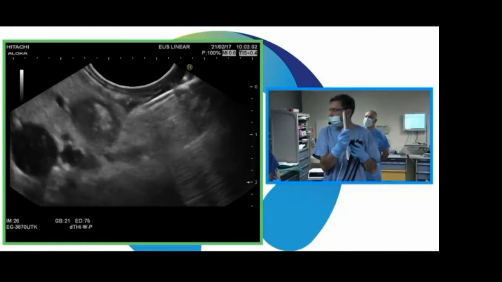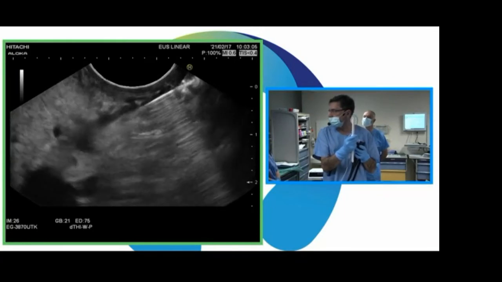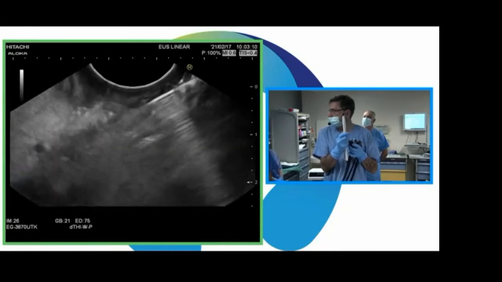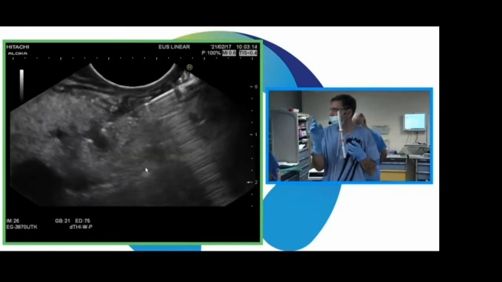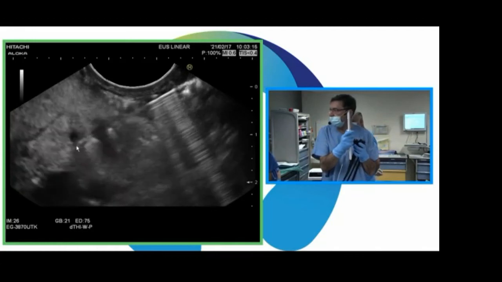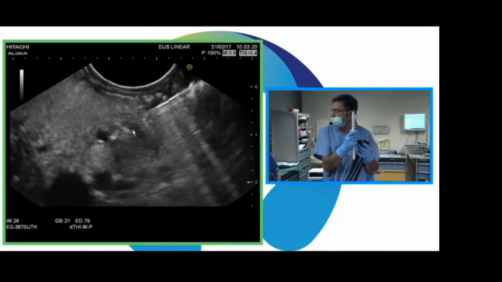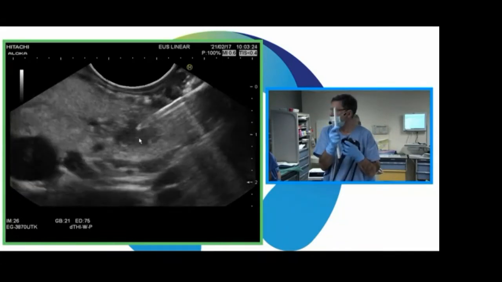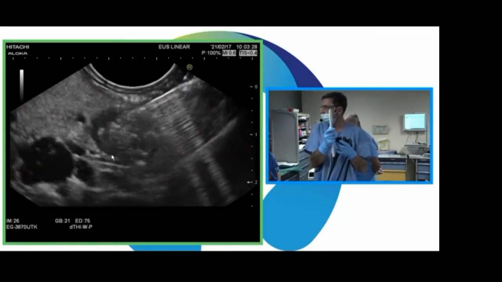So the patient is breathing very hard. So it's a little bit difficult. Okay, so you see the needle is, no, don't start. The needle is close to the Wirsung duct, so I have to pull back. Okay, just applying. Okay, and now I'm in the good position. Okay, now we can start.